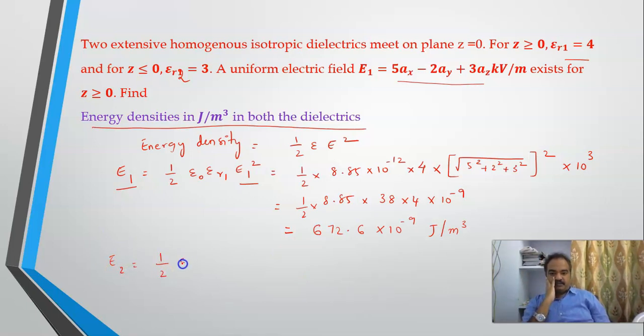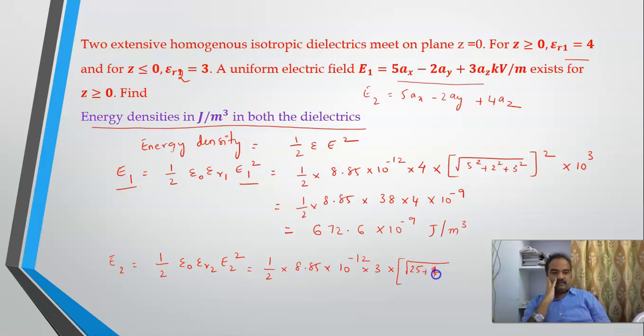Eta 2 is half epsilon R2 E2 square. What I'll be getting is half into 8.85 into 10 to the power of minus 12 into 3 into, for this one, what was E2? We had 5ax minus 2ay plus 4az, right? So it was the square root of 25 plus 4 plus 16, whole square into 10 to the power of 3. So here this value is somewhere around 45, right?